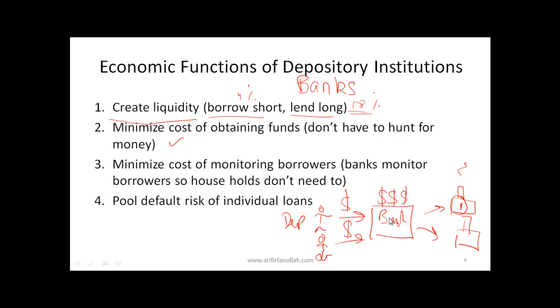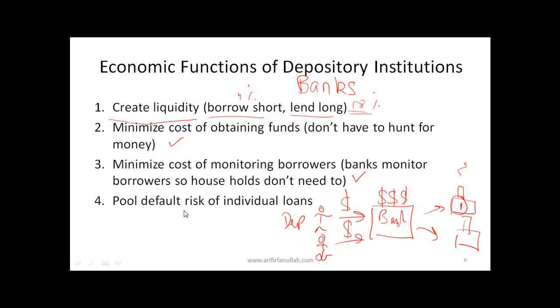If you didn't have a bank and people had to invest in all these companies, then each one of these people individually would have to determine, is this guy good enough? Can I lend money to him? Should I not lend money to him? And so on. Alright. So this is why the cost of monitoring borrowers is lowered, because the bank is just doing it once for everybody.